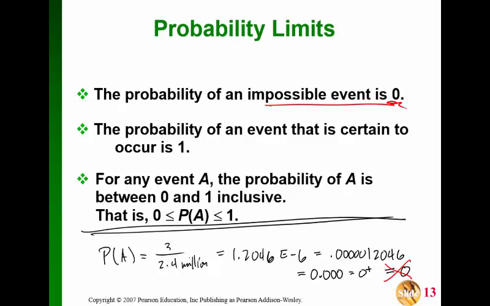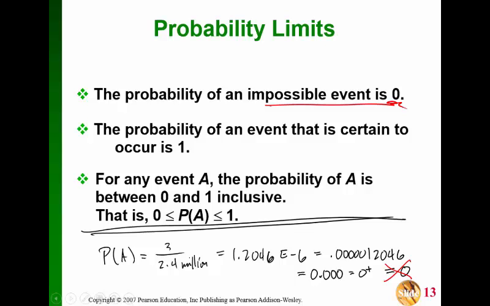So saying something is 0 means that event will never happen. And this 3 out of 2.4 million is a really, really small probability, but it still might happen. So this would be the probability if I were to get 3 lotto tickets. This is a probability that I'll win the jackpot. It's really, really small, but it's not impossible.